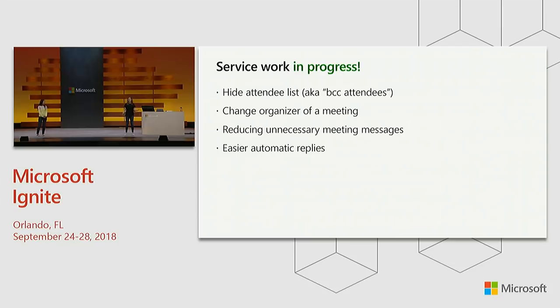So the ability to hide the attendee list or BCC attendees is in progress. Changing the organizer of a meeting, we know that came up last Ignite, and we are actively working on that. And the other thing is meeting messages. You saw some of our stuff with recurring series. If you attended the intelligence session, you saw that meeting messages is a big area of focus for us, and we're working on making it easier to manage your calendar when you set up automatic replies, and thinking about how automatic replies work for you.